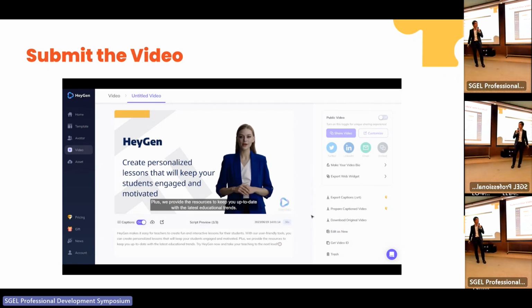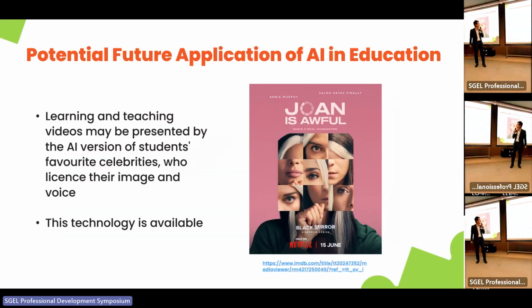So now, moving on to the next part, I'd like to discuss with you and share some of my thoughts about the potential application of AI in education. Because I think with this technology, in the near future, learning and teaching videos may be presented by the AI version of our students' favorite celebrities, who may license their image and voice to platforms like HeyGen or other platforms. And actually, this idea is used in one of the latest episodes of the Netflix sci-fi series Black Mirror.